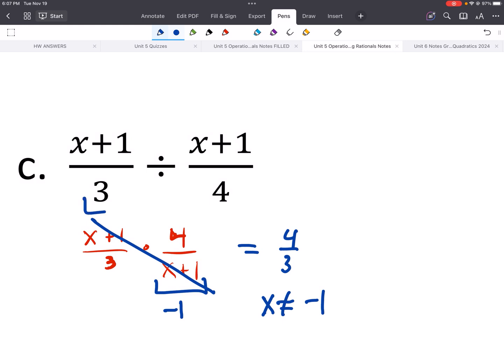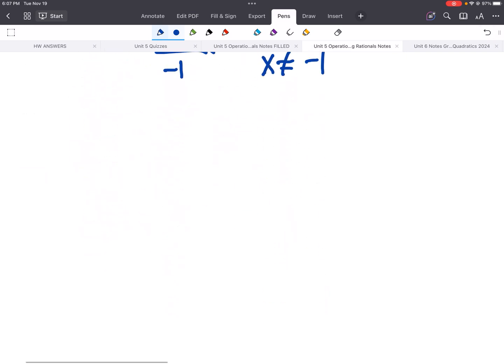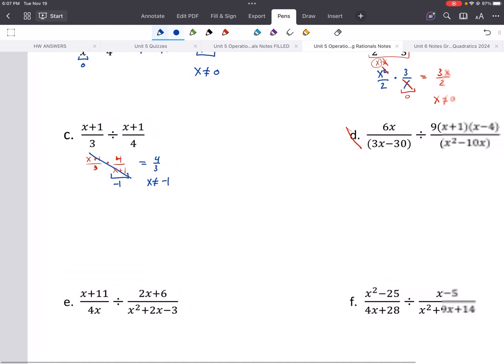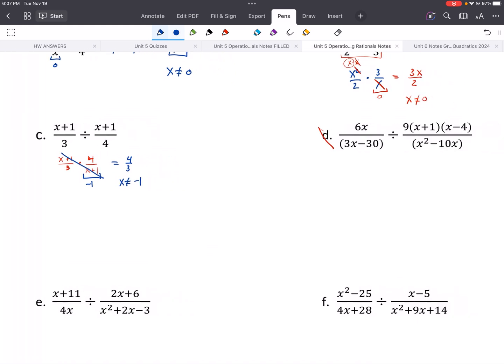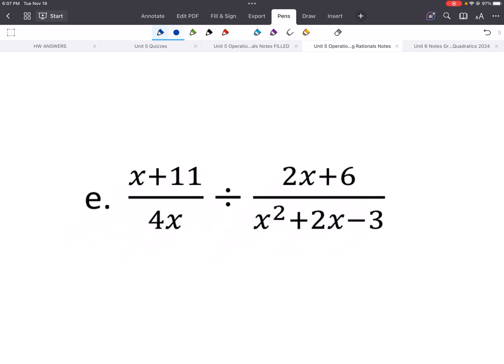Okay, so again, we want to check all of our denominators. These can never get 0, but when we keep, change, flip, we could end up getting a 0 there. All right. I think D, again, if you want to give that a try, it's just on Canvas.